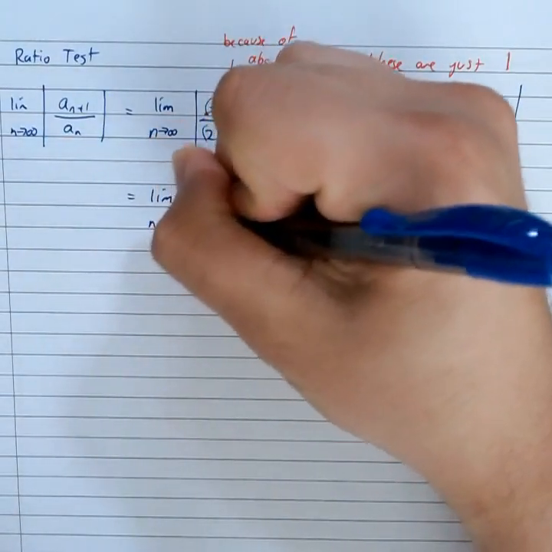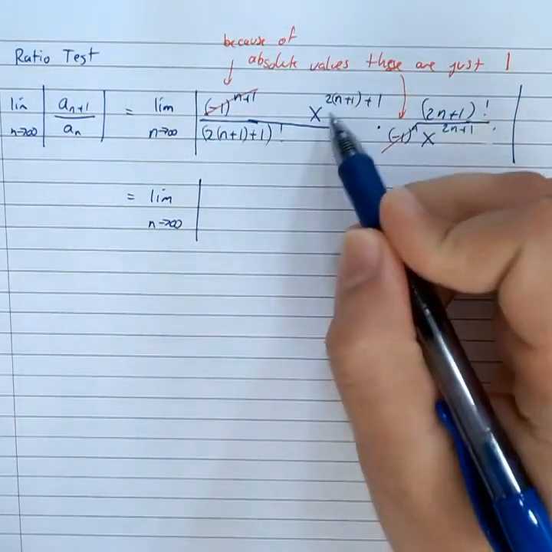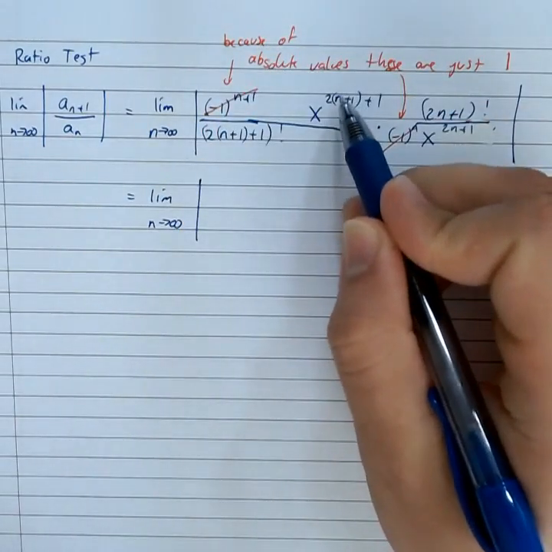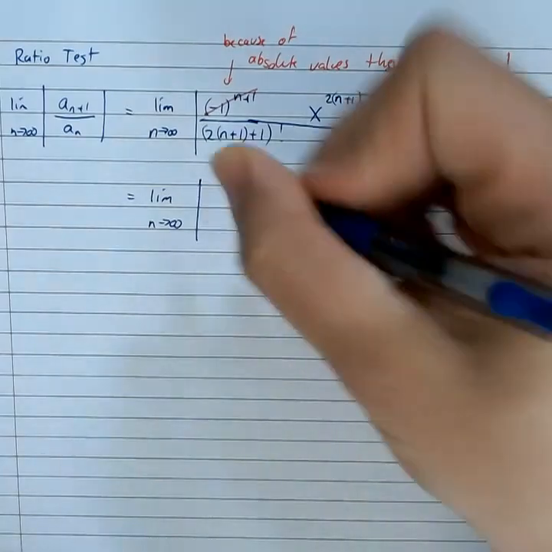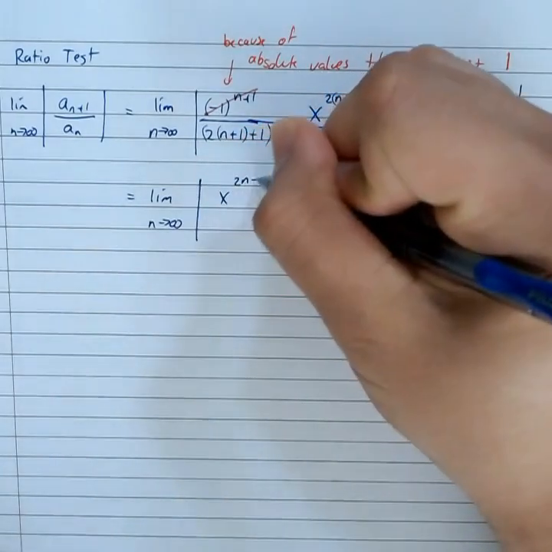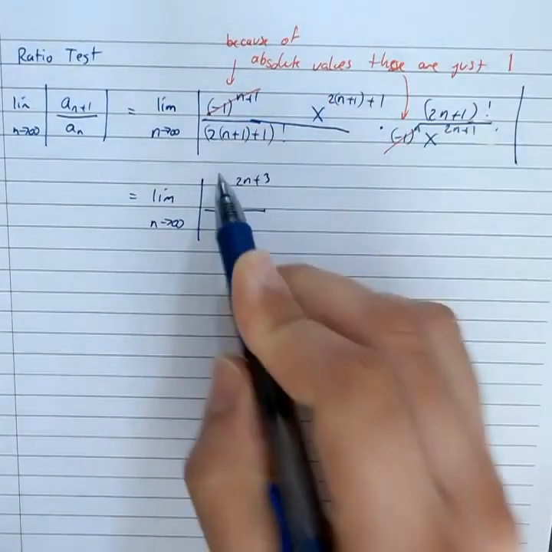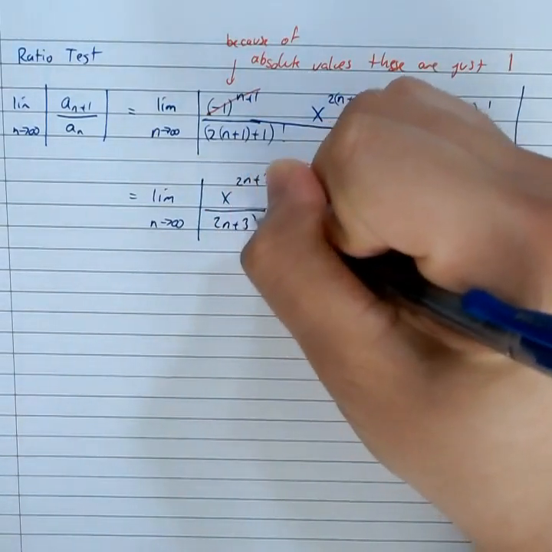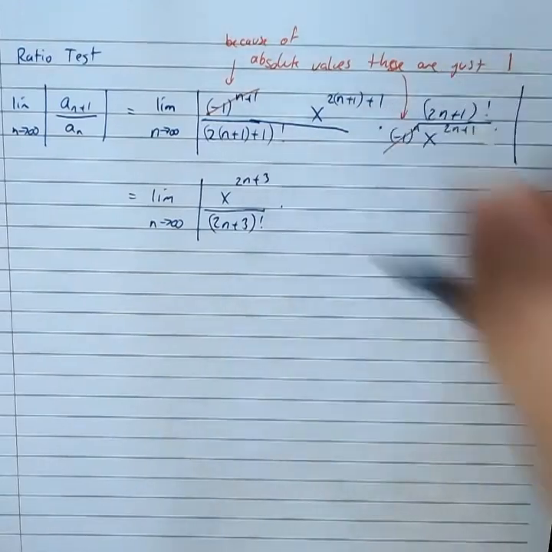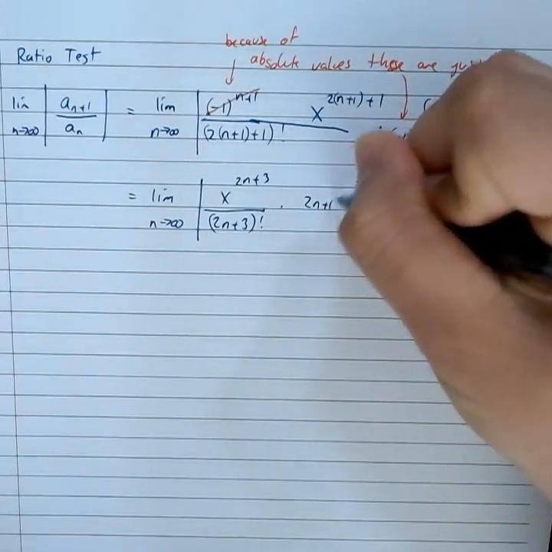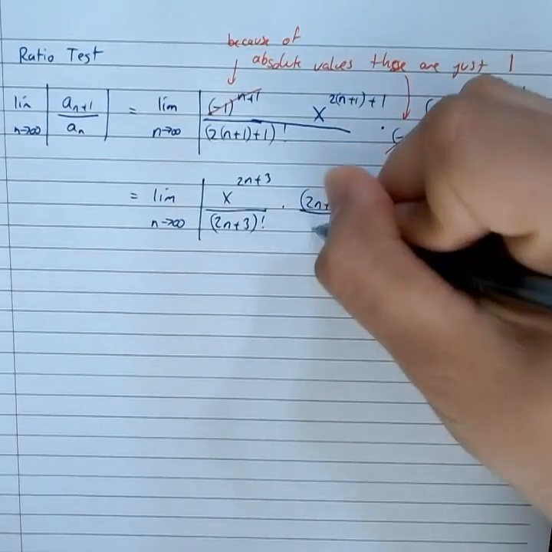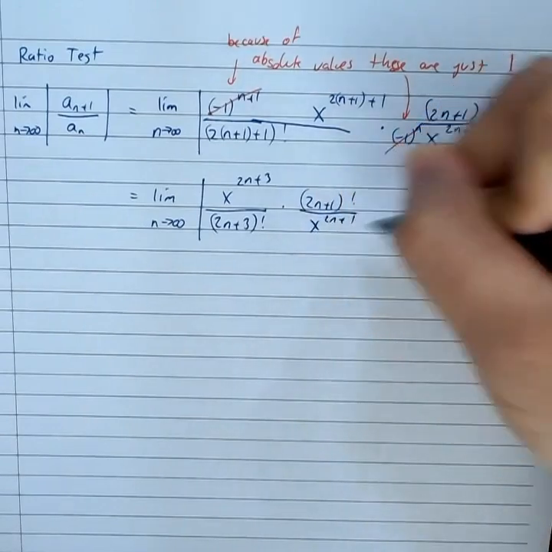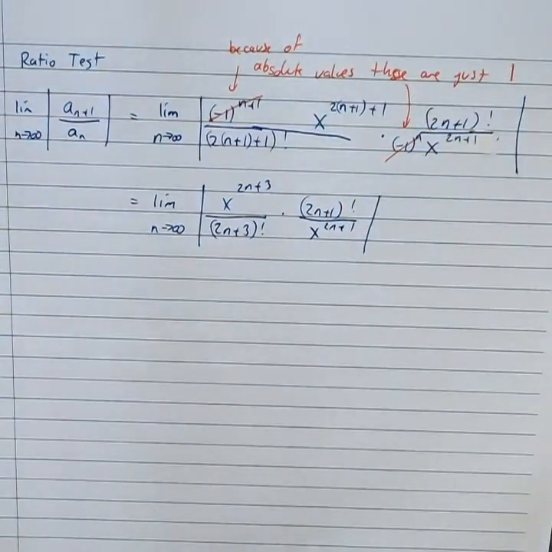Limit as n approaches infinity of the absolute value of. Here, let me just write this as 2n plus 2 plus 1 more. Okay, so 2n plus 3. And same thing here, that's 2n plus 2 plus 1 more. That's 2n plus 3 factorial. Times 2n plus 1 factorial over x to the power 2n plus 1. And here you notice a bunch of stuff's about to cancel.